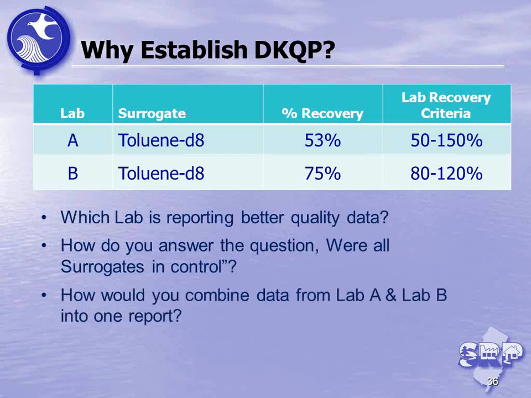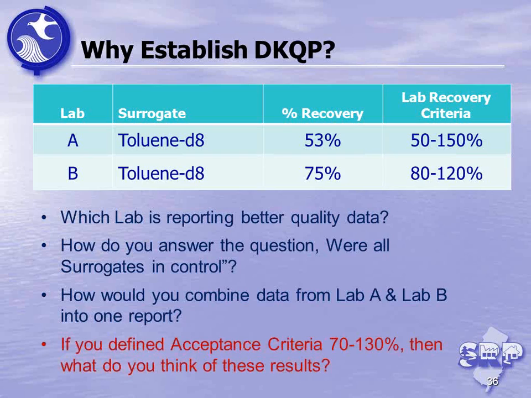If I have a site that has this sample was run in the spring by Lab A and run in the fall by Lab B, am I going to actually say that the results from in the fall from Lab B is worse than the one from A?